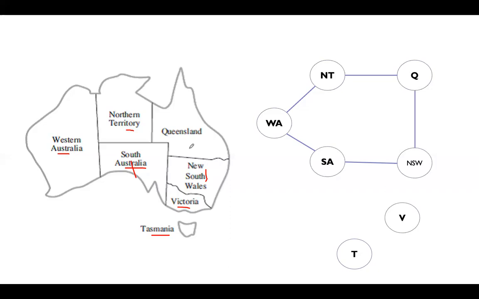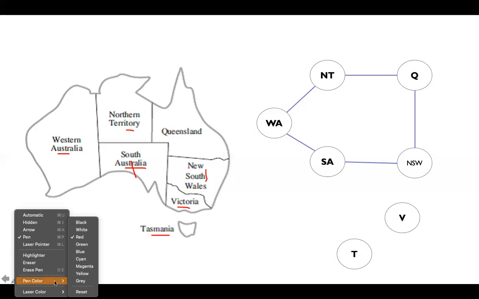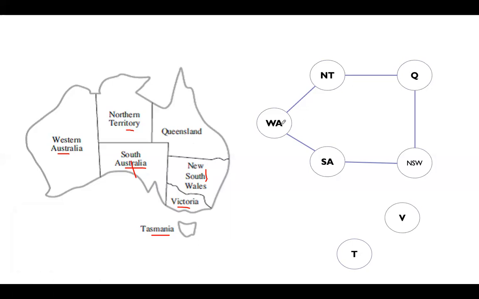So connect them with an edge. Queensland is sharing border with 3 places. Okay, it is sharing border with 3 places: Northern Territory, South Australia, and New South Wales. There is an edge here also. Is it clear?